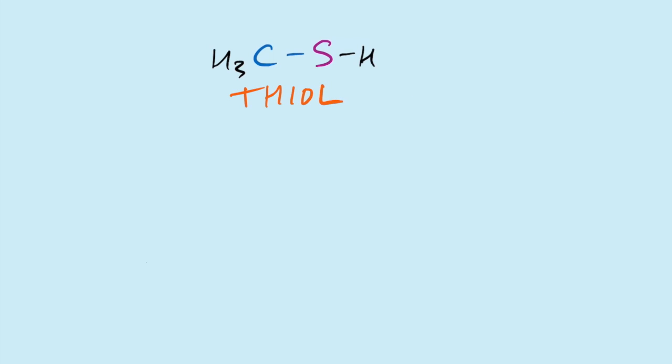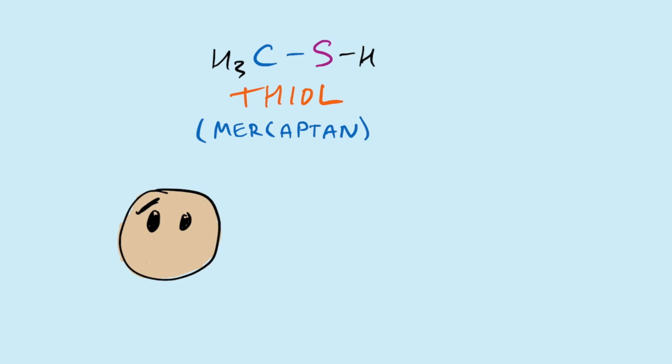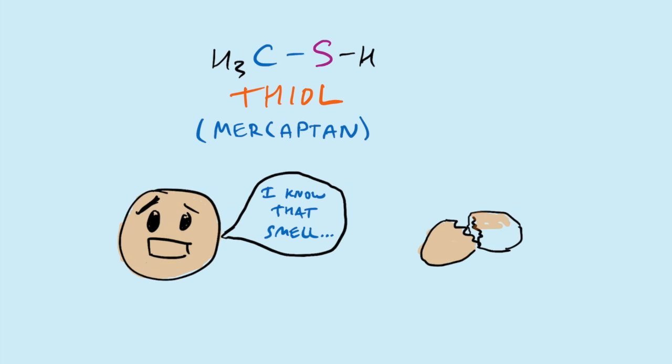Thiols are the sulfur version of alcohols and are alternatively called mercaptans. They are added in small amounts to natural gas to give it that nice rotten egg smell.